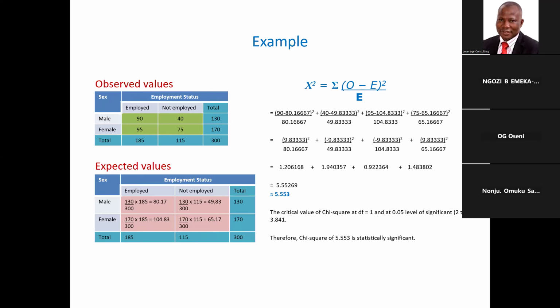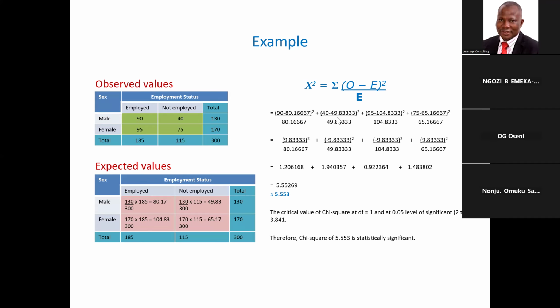Now, the chi-square, I've already told us it's about division. If you look at the formula, look at what we did for each of these cells. Look at the calculation: 90 minus 80.166, I tried not to approximate it too much. So for the first cell, observed minus expected, you square it, over expected for that cell.